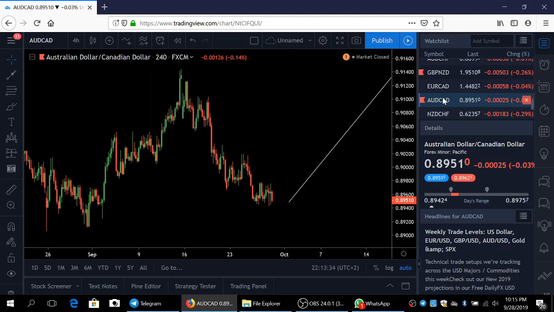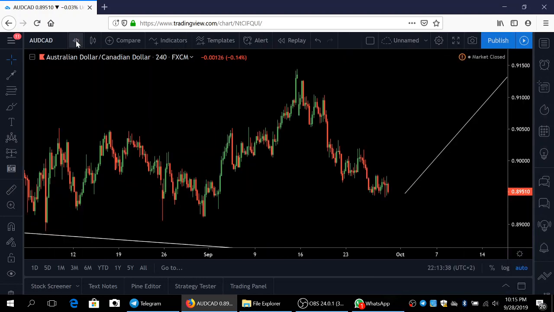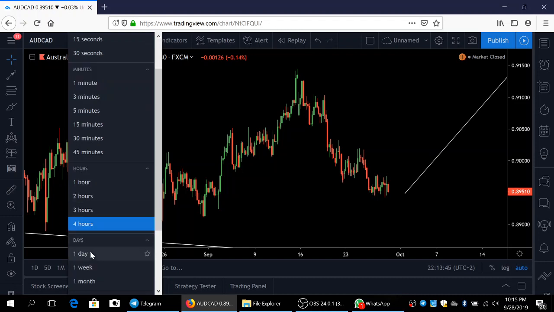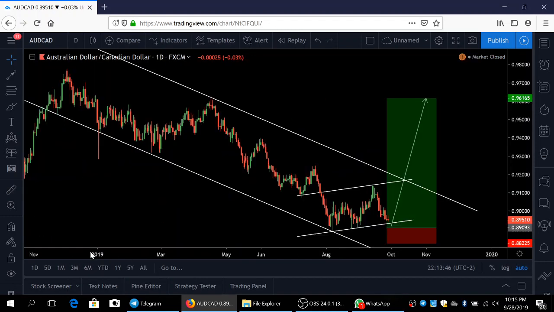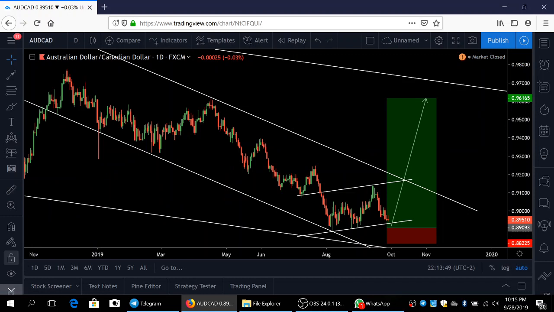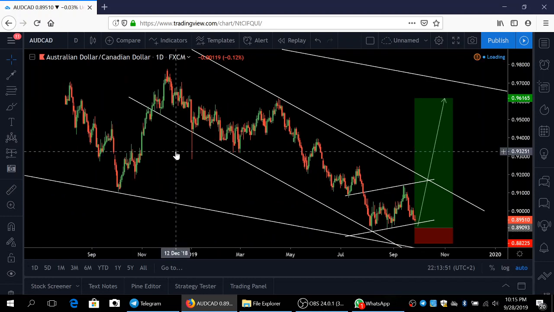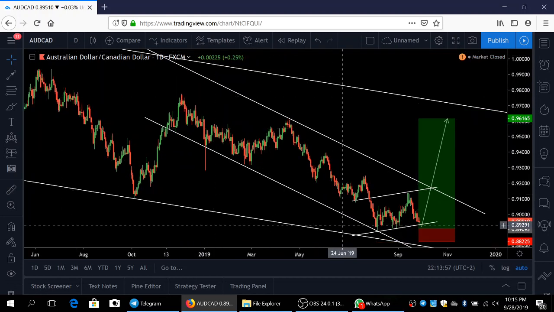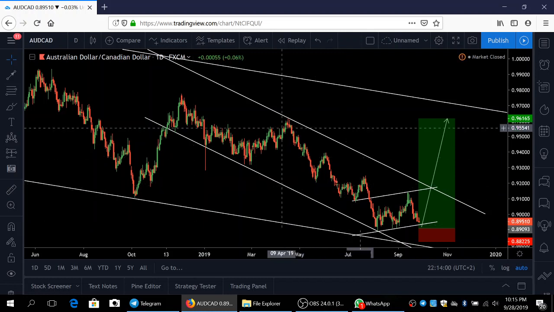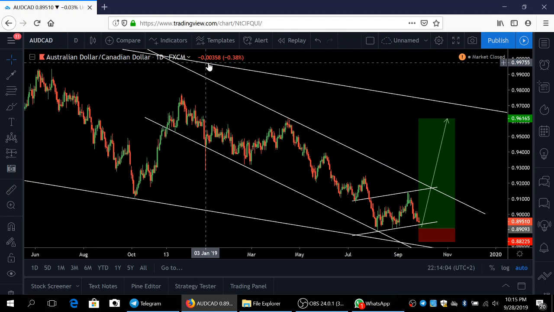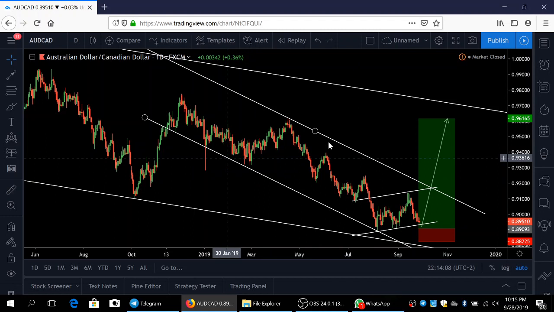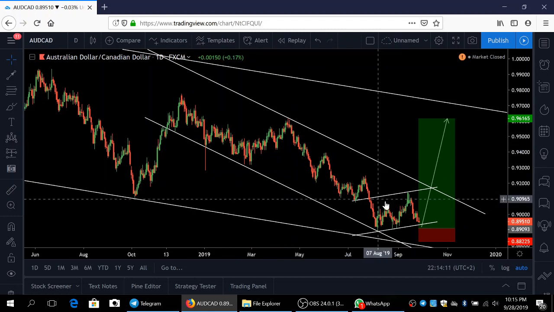Okay, here we are looking at the daily chart. Let me just zoom out a bit so we can see properly. Yet again we have a descending trend line, and we have a descending channel, which is a bigger structure.